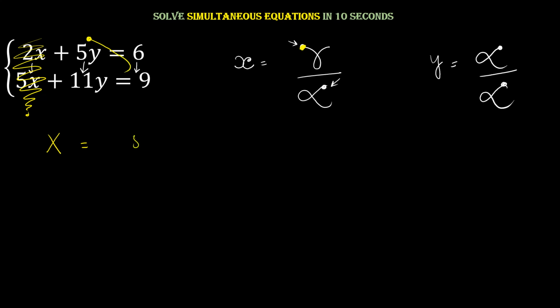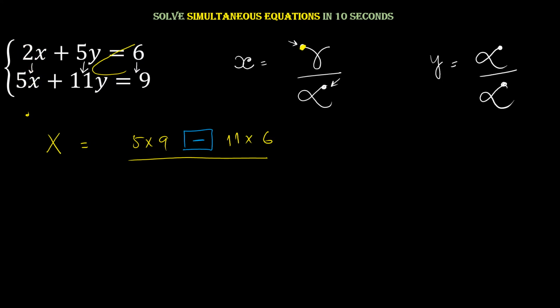So 5 times 9. And after this one, you always have to write a negative sign. Rotate your hand more, and after that 11 times 6 over. Now, in order to write the denominator, you have to consider only the left hand side of the equations. Have a look over here. How does the left hand side of the equations look?